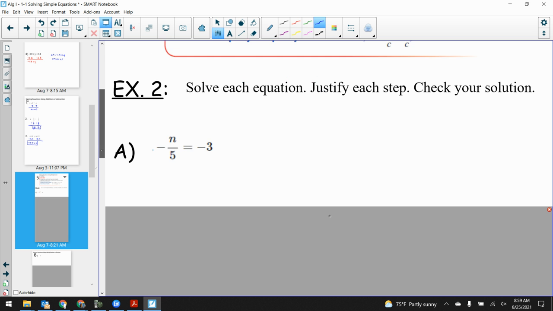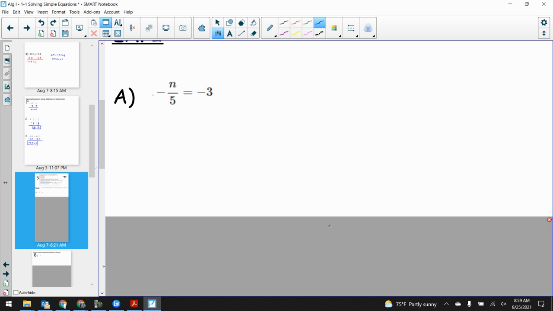So let's do the same thing. Now, this is a little bit tricky here. I've got n divided by 5, but it's a negative there. It's equal to negative 3. I've got negative n divided by 5 on the left side, equal to negative 3. What operation gets n alone?